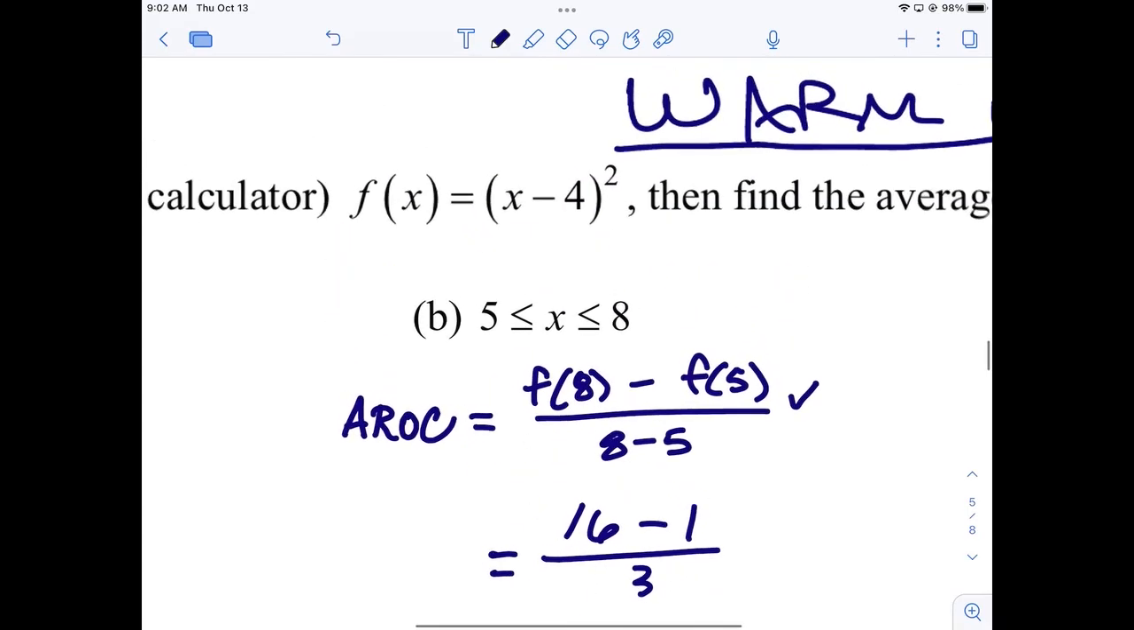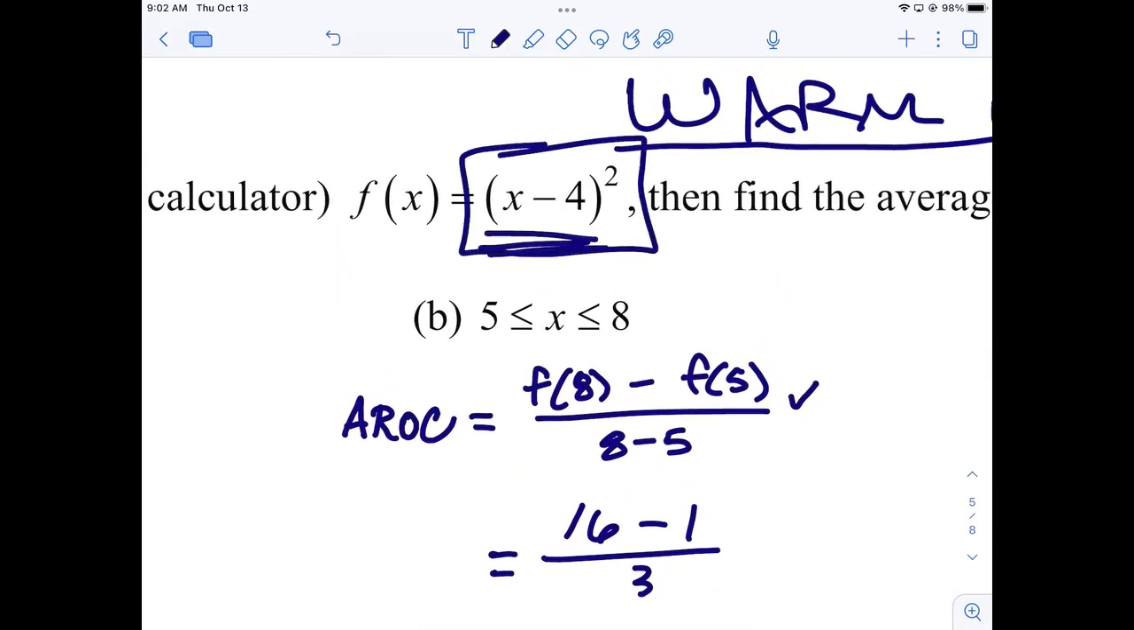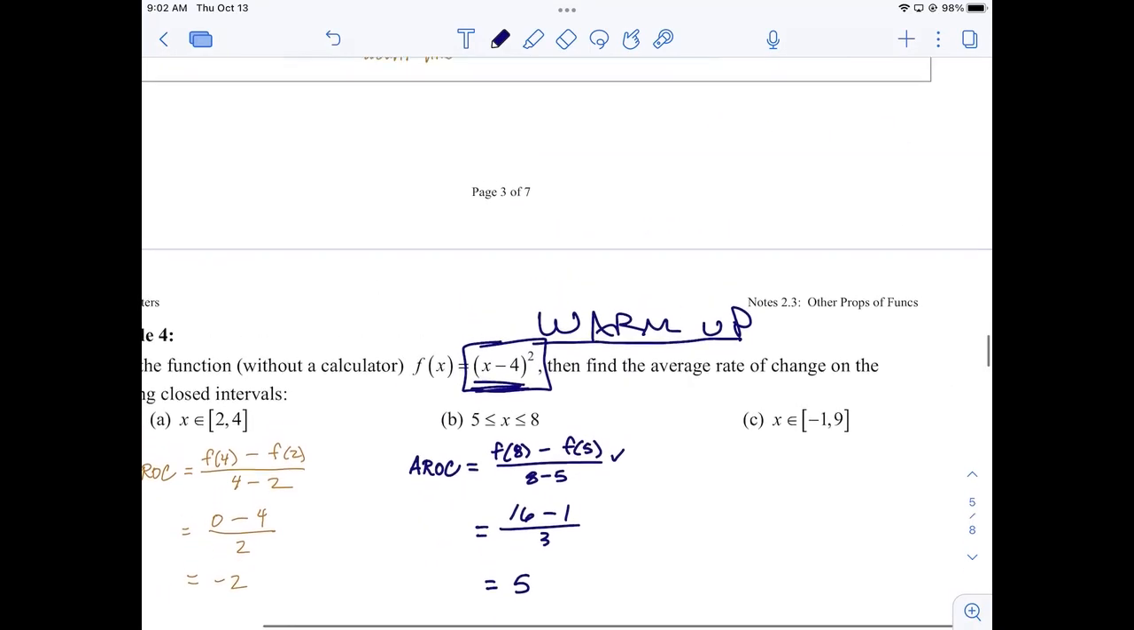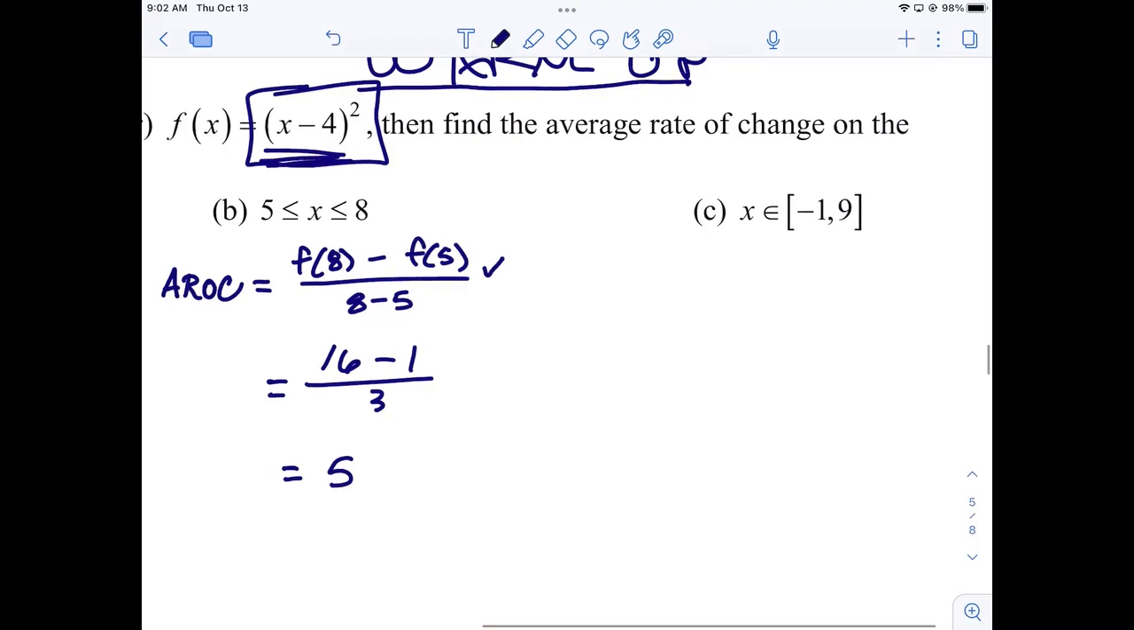That's f of 8. Convince yourself. Plug an 8 in right there for x. And what's the point of the A-ROC part? Well, we're calling that difference quotient the average rate of change. We're actually just calculating this. See that? We're just calculating.